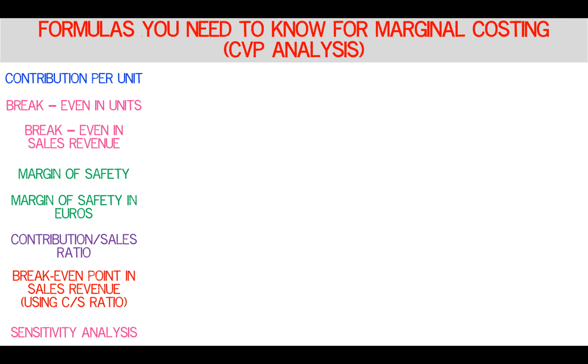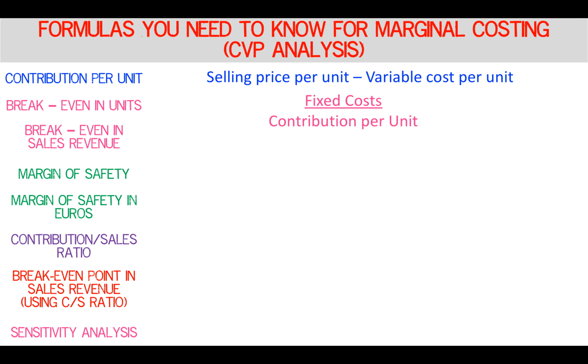Okay, so hopefully you got on all right there, and you can check if you've got the right answers or not. So contribution per unit is the selling price per unit minus the variable cost per unit. The break even in units is our fixed costs divided by our contribution per unit. Our break even in sales revenue is your break even in units multiplied by the selling price per unit.